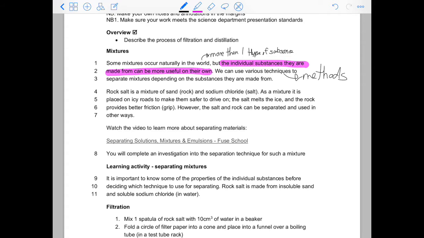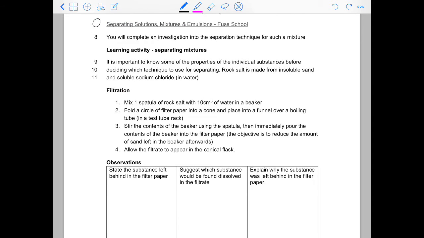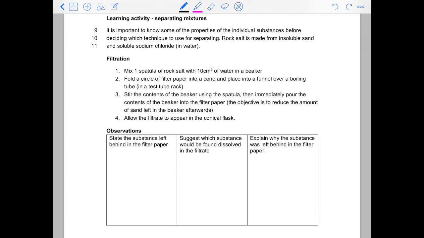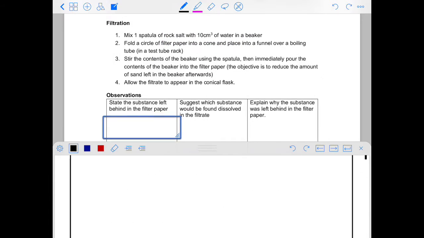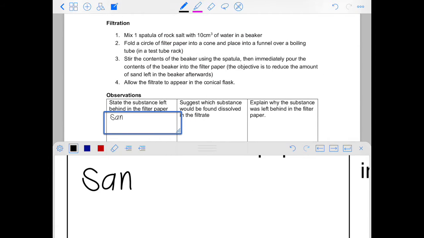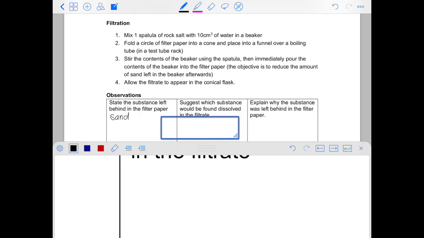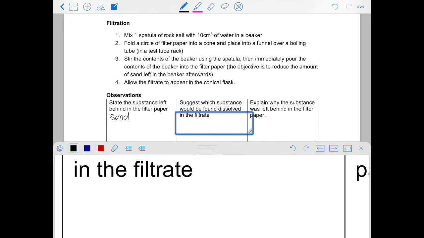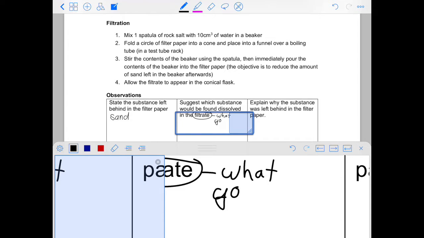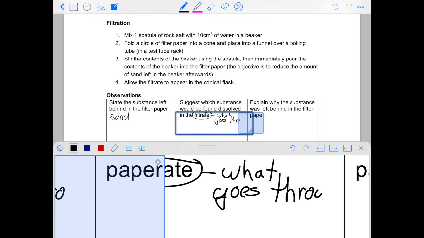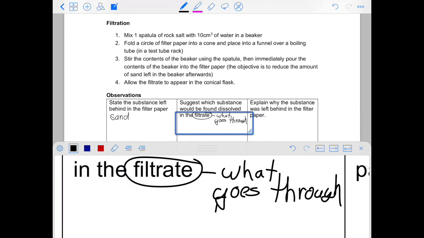So because we can't do the practical here, there is a video which may talk about it, and if not, go back and watch the video in the last lesson, which used rock salt as an example. After that video, hopefully you'll be able to see that the substance left behind on the filter paper or in the funnel was the sand, because it was not soluble in the water. Whereas the substance that would be found in the filtrate, remember the filtrate is what goes through the filter.